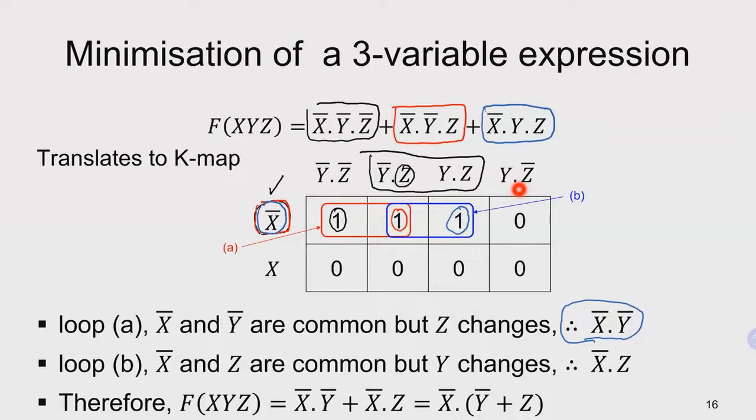So z stays the same in this loop, whereas y goes from y bar to y. So we can eliminate y from this loop. So the prime implicant of loop B will be equal to x bar z.